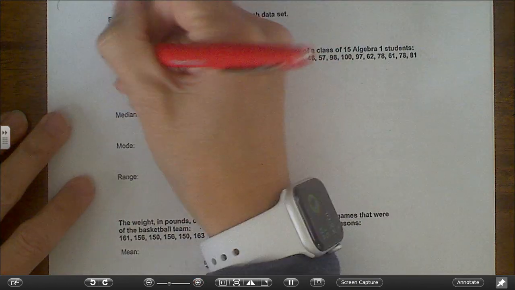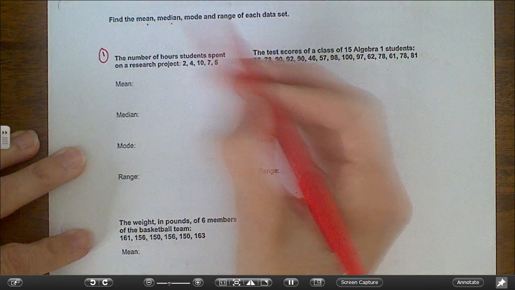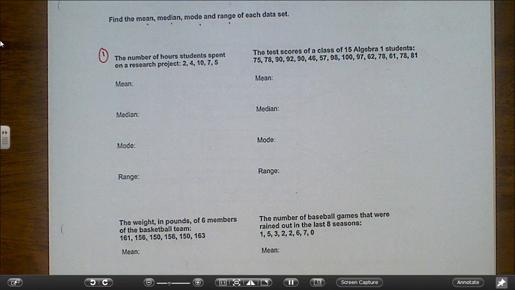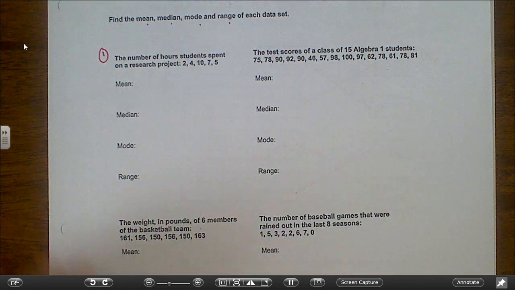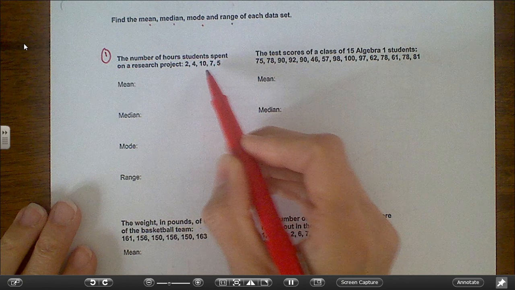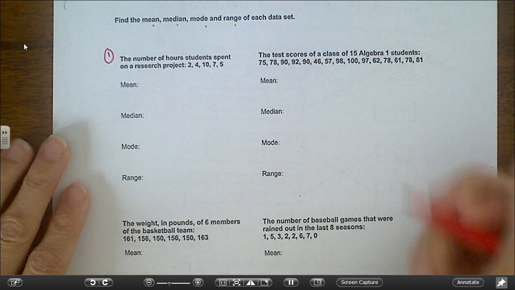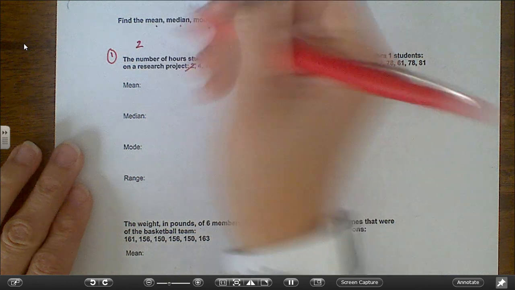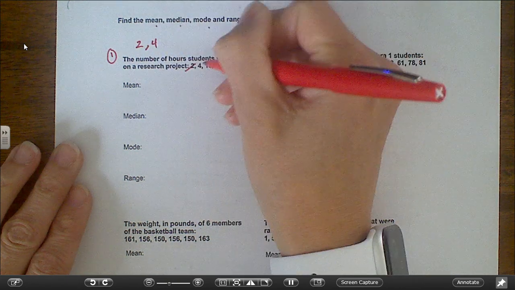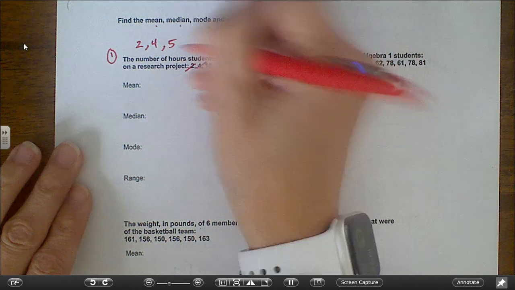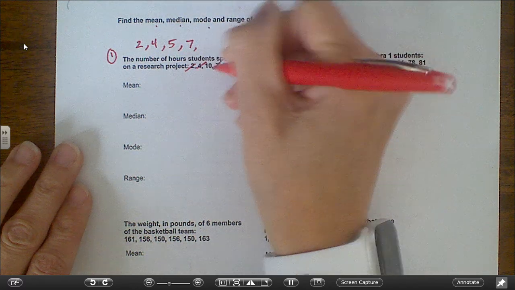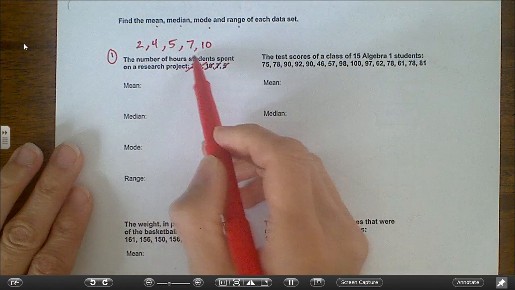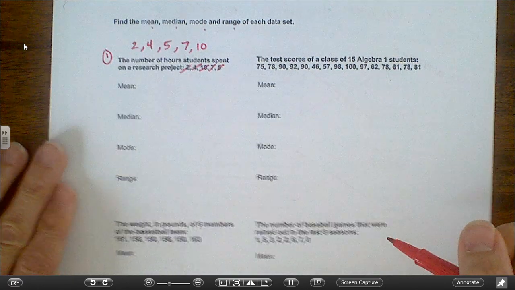All right, so problem 1. In each of these, find the mean, median, the mode, and the range. Problem number 1. Number of hours that students spent on a research project. 2, 4, 10, 7, 5. Okay, remember the first thing I'm going to do is write these in order. So 2 is my lowest number, then 4, then 5, then 7, and 10. Okay, I had 5 in my original. I have 5 in here. They're all in order. We're all good.